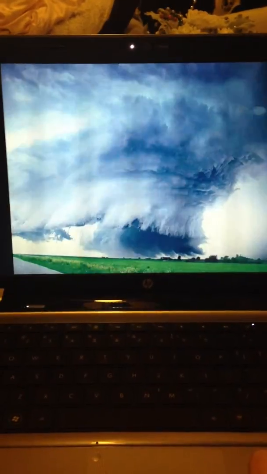There are a couple different types of tornadoes. There are supercell tornadoes, waterspouts, landspouts, and gustnados. I will show you these. This is a supercell tornado. This is a waterspout tornado. This is a landspout tornado. And this is a gustnado.